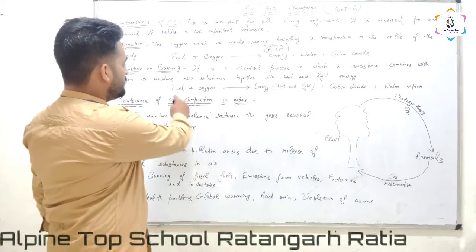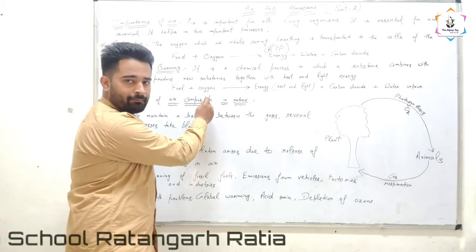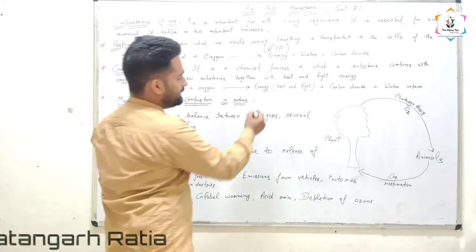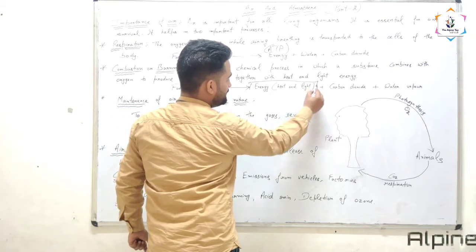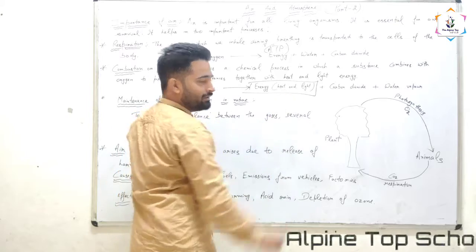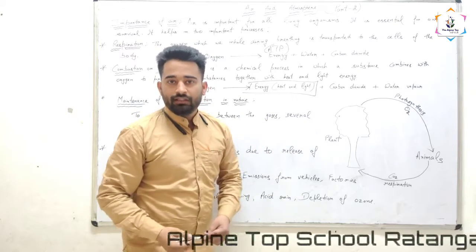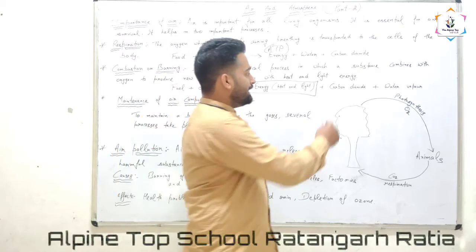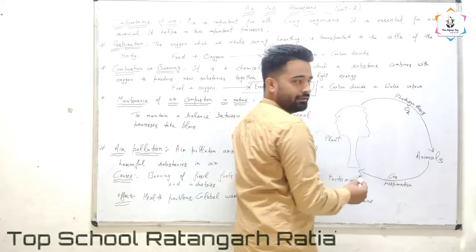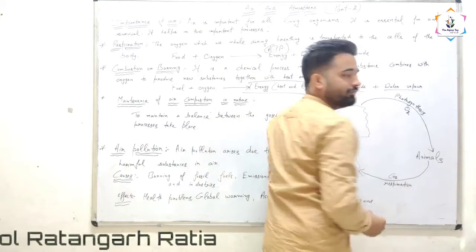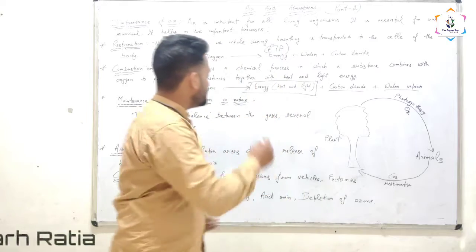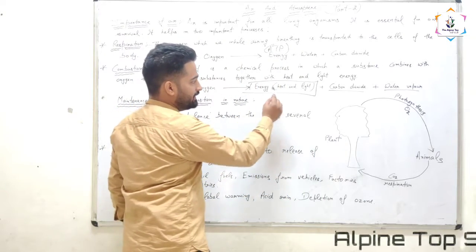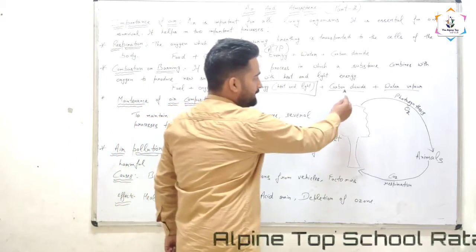First of all, see here, any fuel is burned in the presence of oxygen. Then what does it give? It gives energy in the form of heat and light. It also produces waste material. That waste material is carbon dioxide, and water vapor. When we burn any fuel in the presence of oxygen, it gives heat and light energy, and it gives carbon dioxide and water vapor.